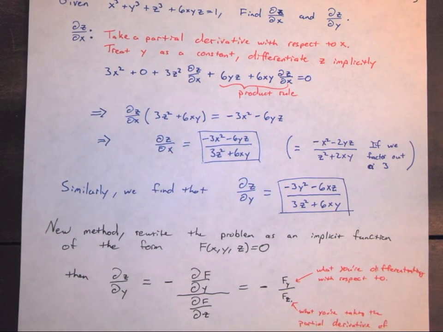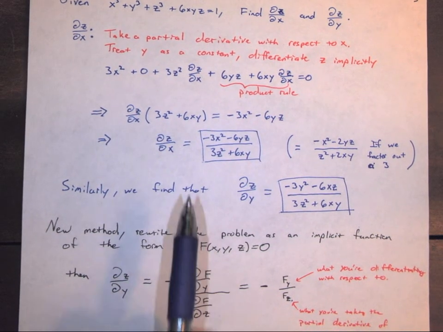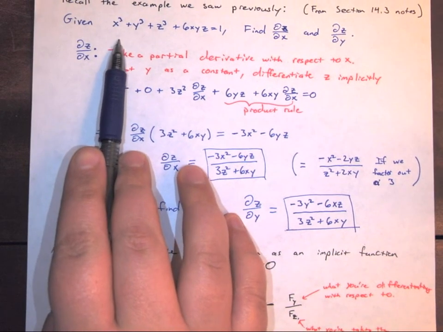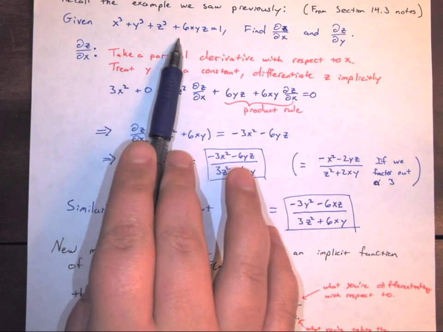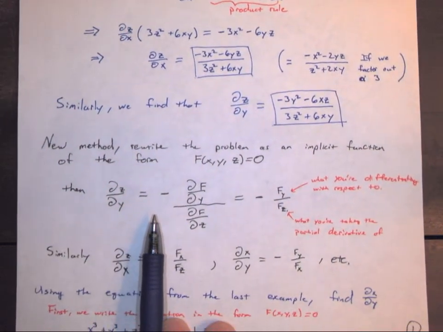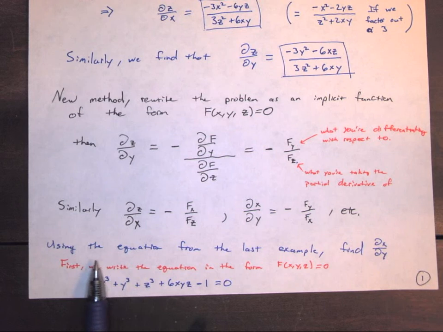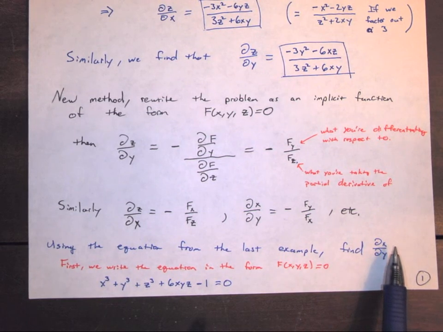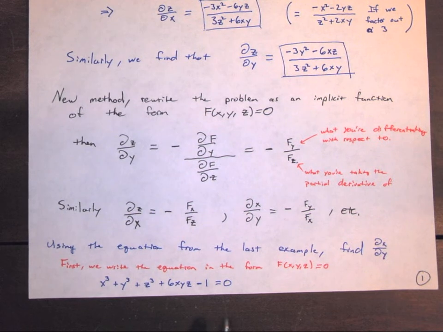So to see that, we're going to use this same equation way up here, x cubed plus y cubed plus z cubed plus 6xyz equals 1. And now we're going to find a new partial derivative. So using that equation from the last example, find the partial derivative of x with respect to y. The first thing we want to do is write this as an implicit function equals 0. So for this example, all that means is I subtract 1. Once I subtract 1, now everything's on one side of the equal sign. This is my capital F function.